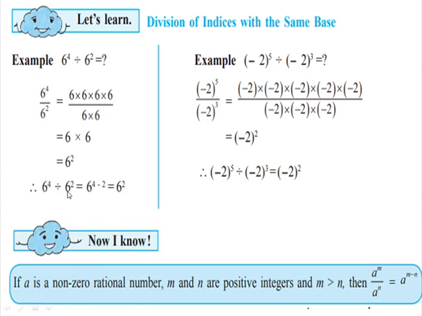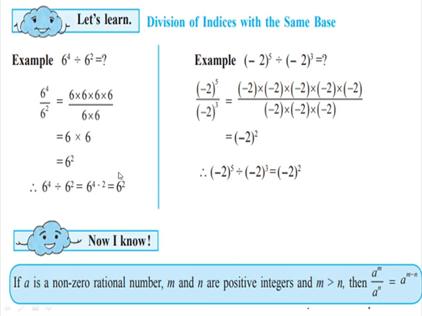Now from these two examples, we conclude that if A is a non-zero rational number, that is base. Here the base is a rational number, here it is 6, here it is negative 2. A is a non-zero rational number. What do we mean by non-zero, children? Non-zero, it means any number except 0. M and N are positive integers. That is, here the index should be positive integer and M greater than N. That is, index of the numerator is greater than index of the denominator. Then A raised to M upon A raised to N is equal to A raised to M minus N.